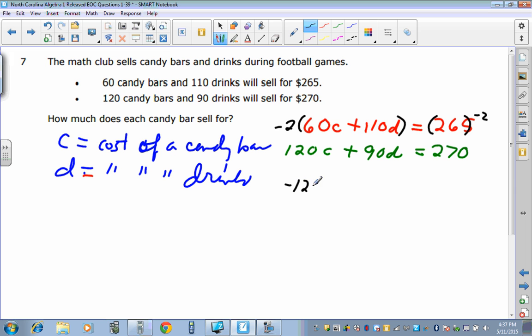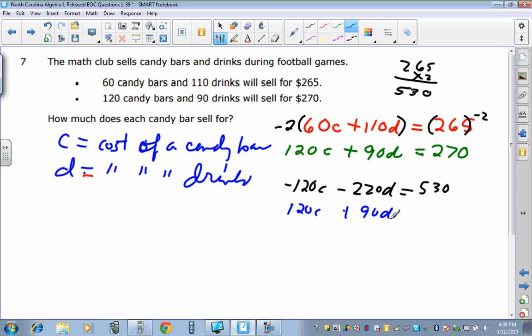That gives you -120C minus 220D equal to 265 times 2. Remember, this is on their no calculator part. It's 530. I'm going to leave the bottom equation like it was. Okay, and now we can combine. -220 plus 90 is -130. And that was -530 because that was -2 times 265. That's -260.